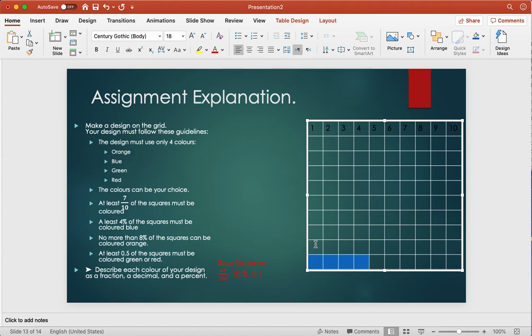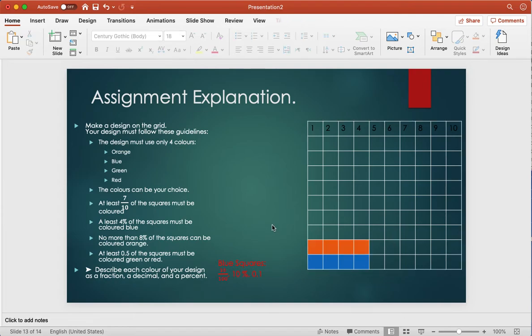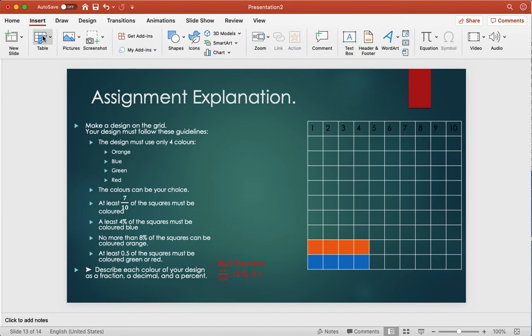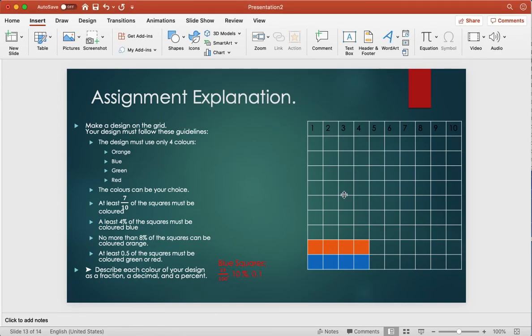So once again, if you're doing it on a slide, all you have to do is go up and you find the fill button and you can put in any color you want, right? It's going to work the same on a Word document, right? If you go insert, go to table, go insert table, you go 10 by 10, right? I press insert, and it'll pull up, and then you just have to fill it in with the colors. If you're drawing it, just make sure that there's 100 total, and you go 10 by 10.